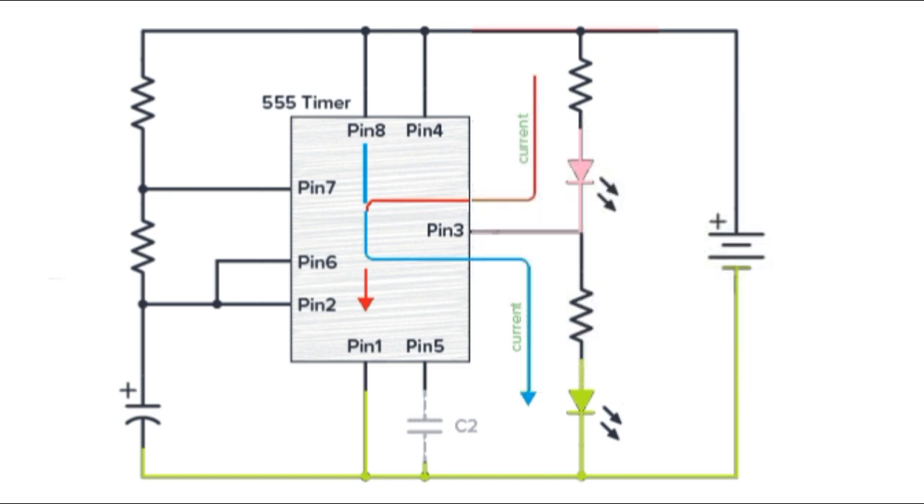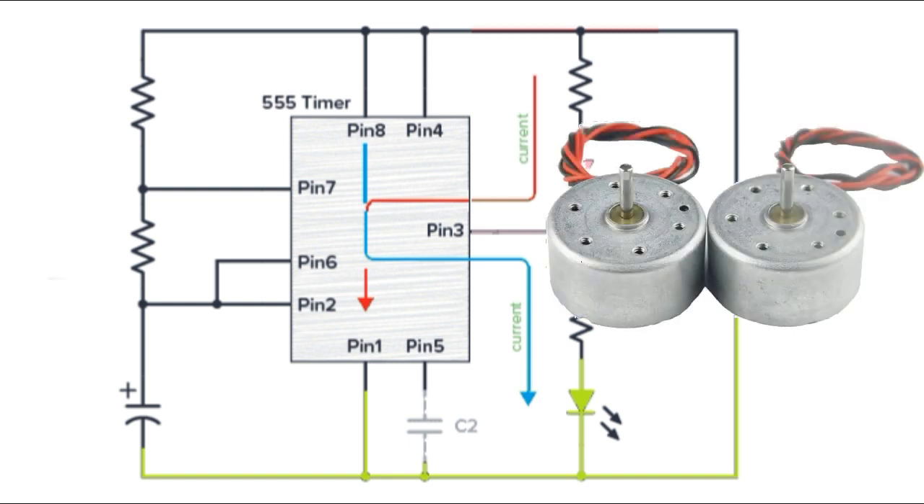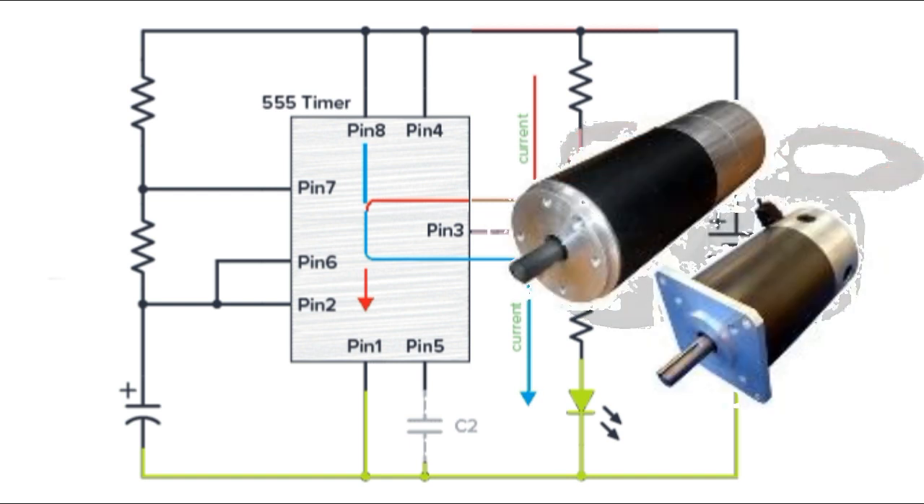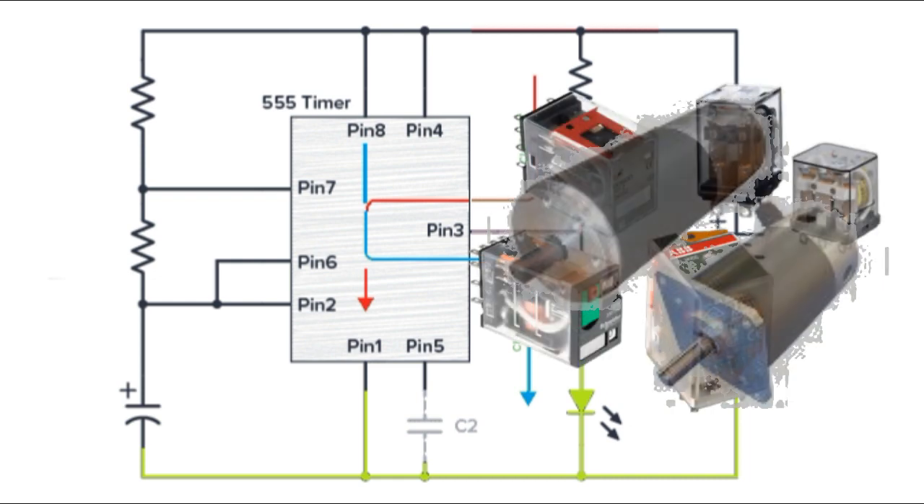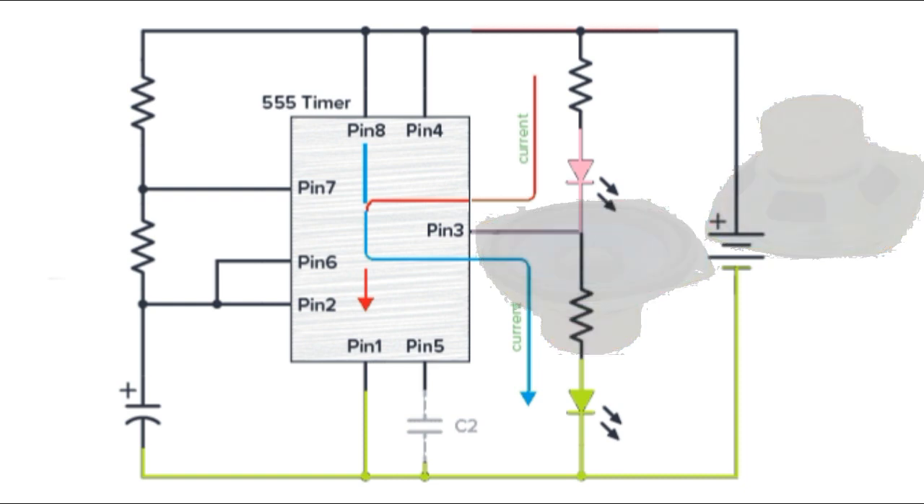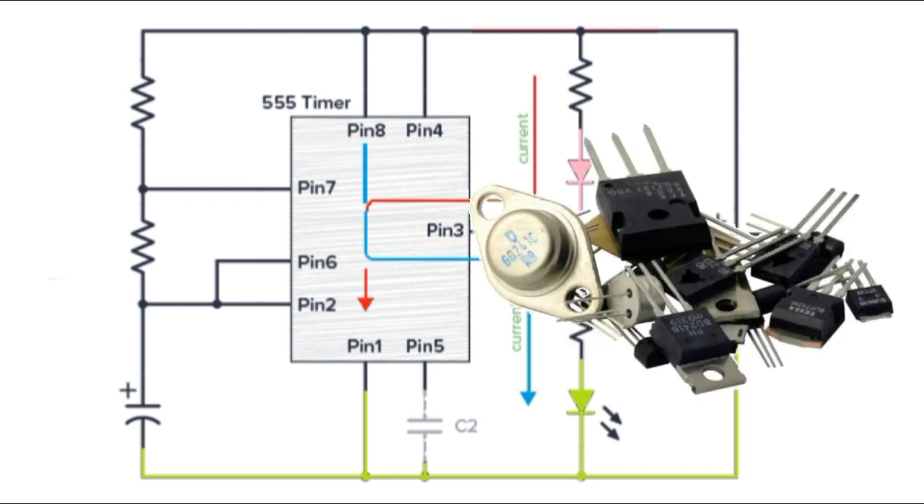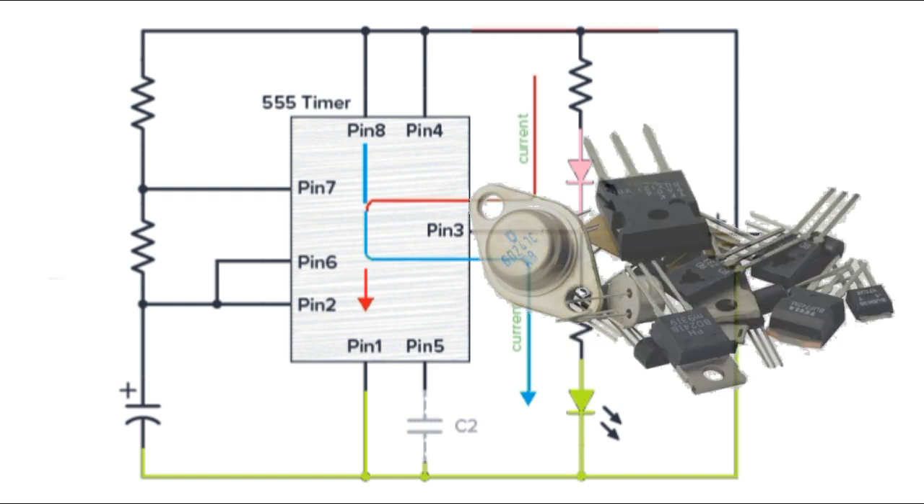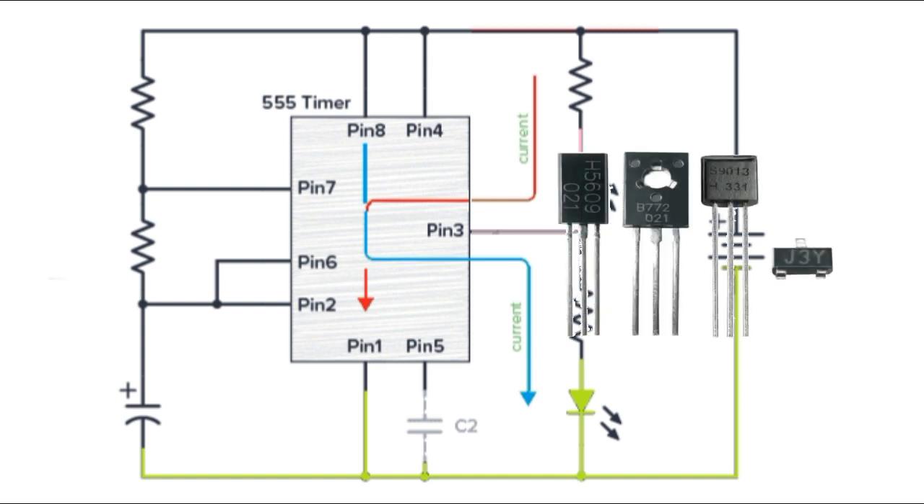But what if we wanted to switch or control higher power devices such as motors, servo motors, relays, or loudspeakers? Then we would need to use a transistor to amplify the 555 timer's output in order to provide a sufficiently high power to drive the load.